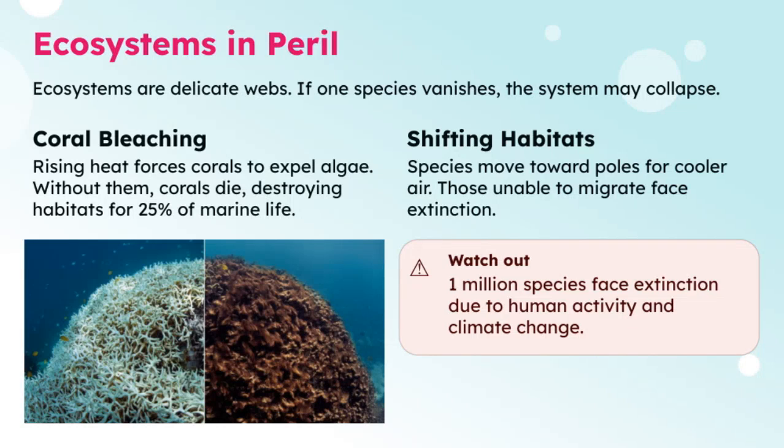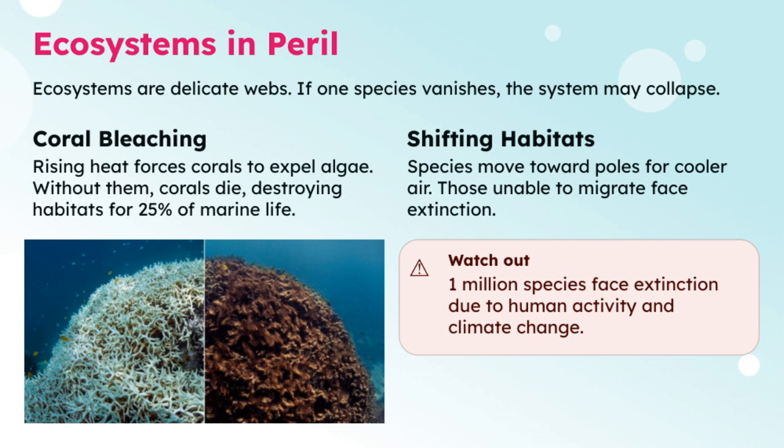Climate change threatens ecosystems and biodiversity. An ecosystem is a community of living organisms interacting with each other and with their physical environment. Ecosystems are delicate webs. If one species declines or disappears, it can affect many others.